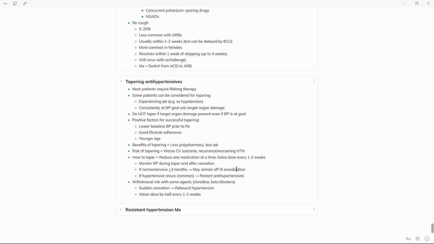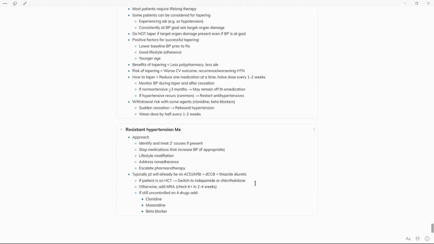There is a withdrawal risk with some agents, such as the alpha-2 agonists and beta blockers. If you stop them suddenly, it can cause rebound hypertension. And so we wean these medications by reducing the dose by half every 1 to 2 weeks, which is usually what we do anyway for any antihypertensive, but it is more important to do so with these medications.